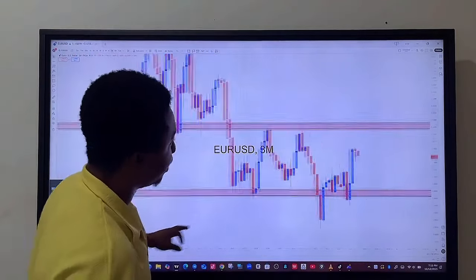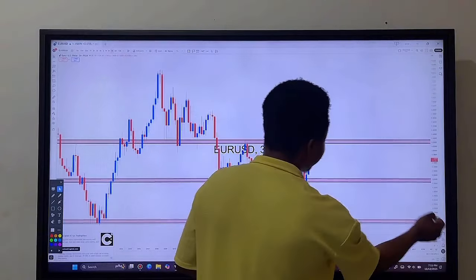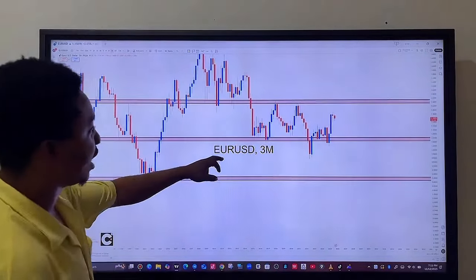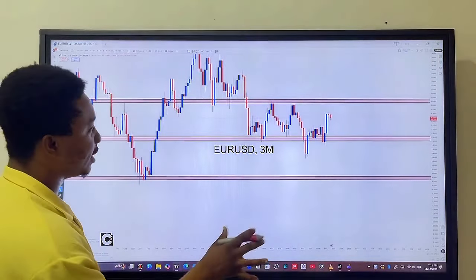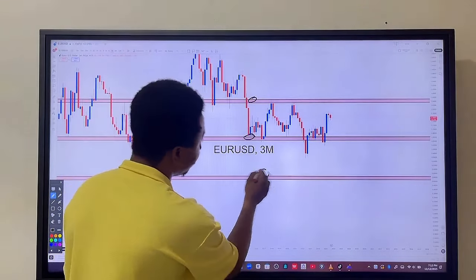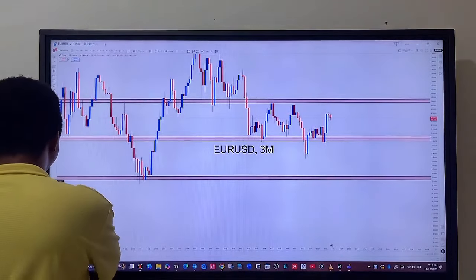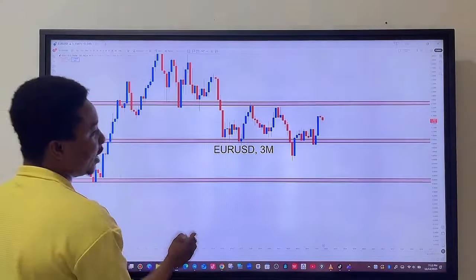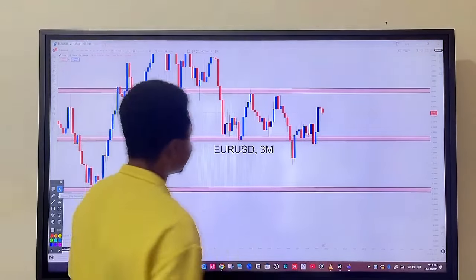Alright, so this is USD on the 3-month time frame. We are going to take our time and then break it down as well. Now, USD on the 3-month time frame, we have the upper zone, the middle zone, and also the lower zone as well. What exactly is going on here on USD 3-month time frame?